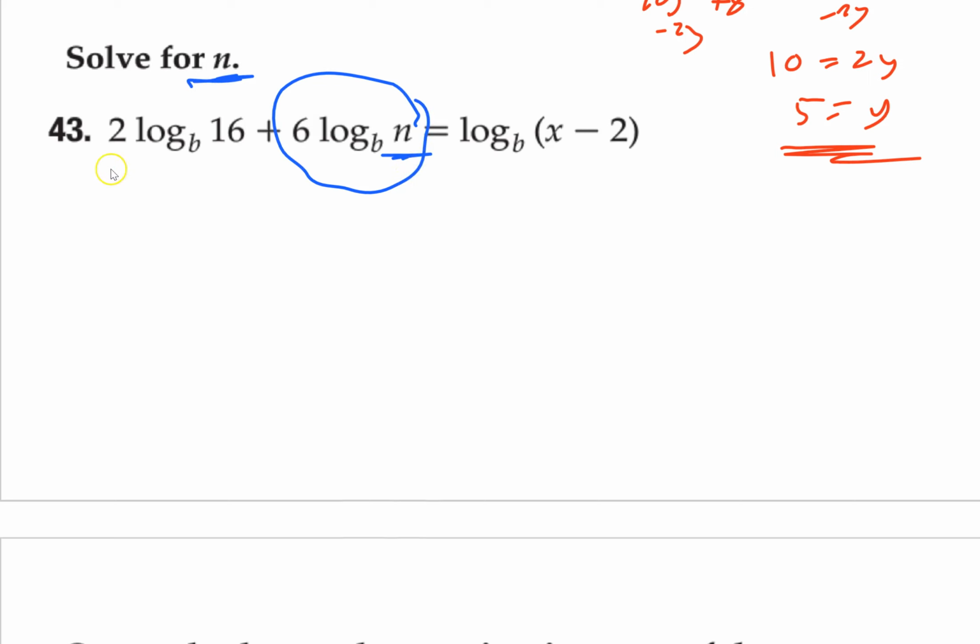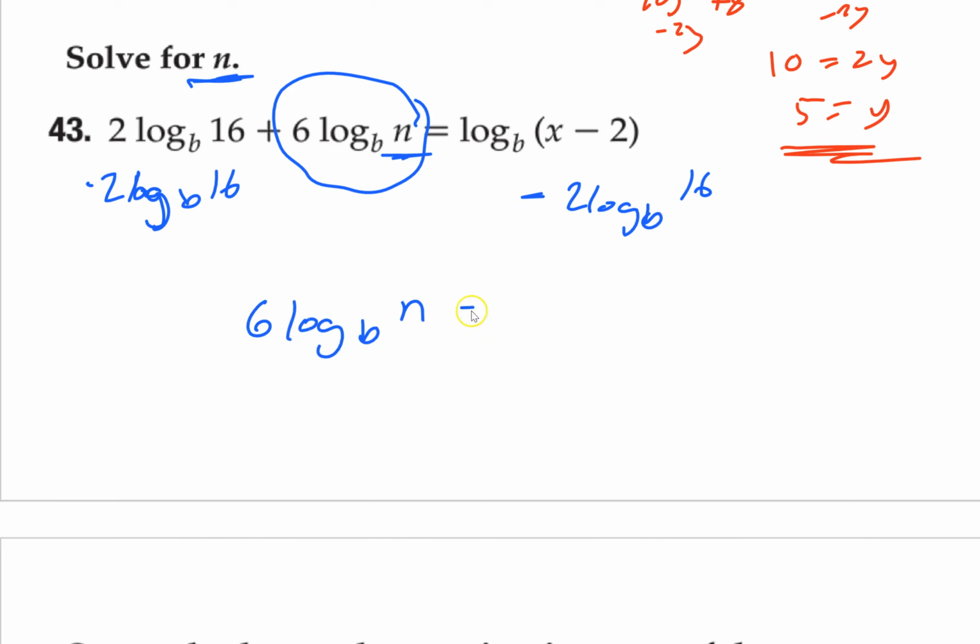So what I'm gonna do here is subtract off the 2 log base b of 16. That's what that says, log base b of 16. There we go, it's a little bit better. Minus 2 log base b of 16. So I'm gonna get this: 6 log base b of n equals log base b of x minus 2 minus 2 log base b of 16.